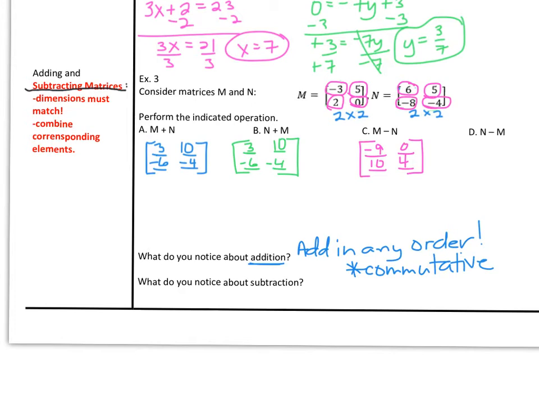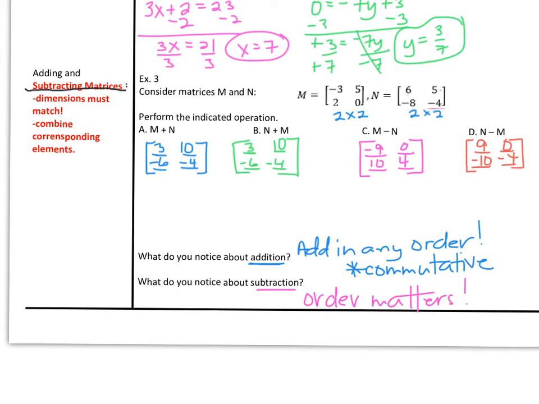I want you to try the reverse order, N minus M, and see what you get. Fill in your matrix with those 4 element solutions. When I did that, I got 9, 0 in the first row, negative 10 and negative 4 in the second row. So what do we notice about subtraction? And you maybe even already knew this would be the case. Order does matter when you subtract. And we've talked about that lots of times throughout the semester and the school year. Adding is commutative. You can really add in any order at any time, but subtraction is pretty particular to its order.